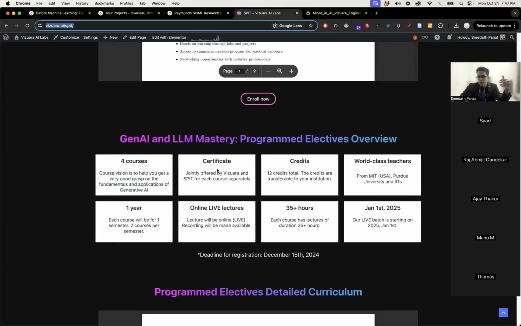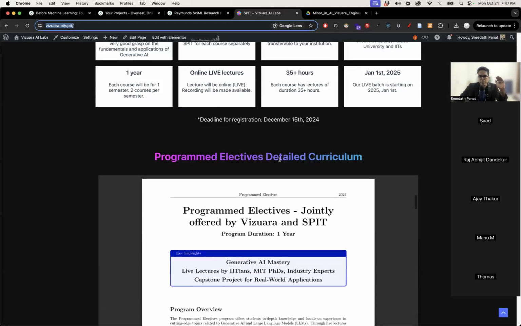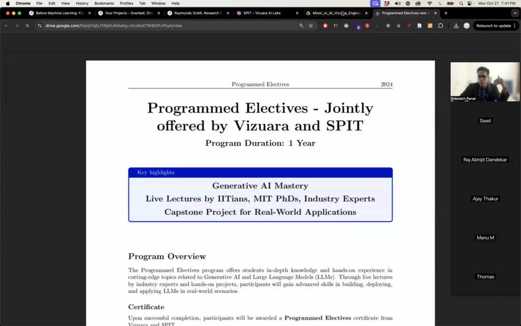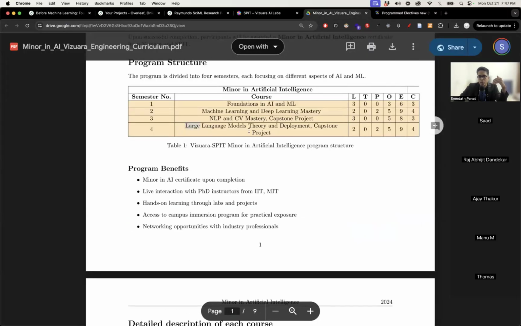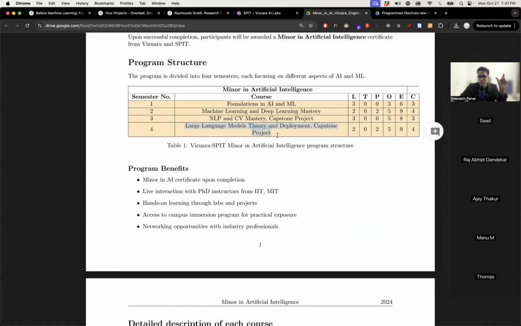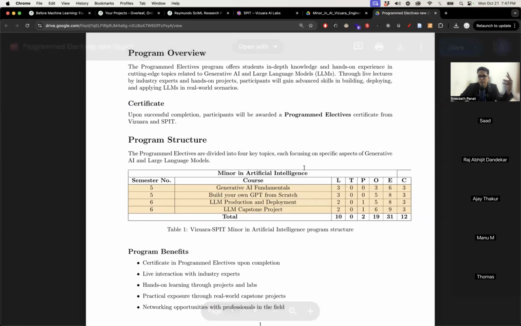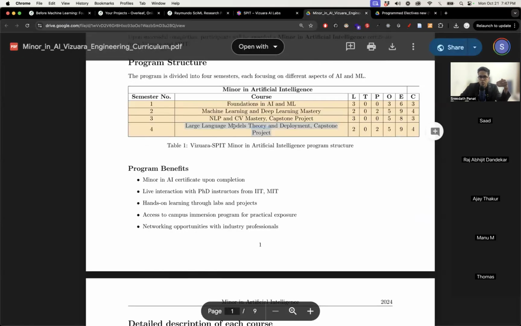The other set of courses are the programmed electives, which are only meant for generative AI. So here, let me just open this. Here there are other set of courses. So this one course, right? So this one course is like a course that covers multiple things within a course, but we have these programmed electives which are 4x longer than this one individual course on large language models.